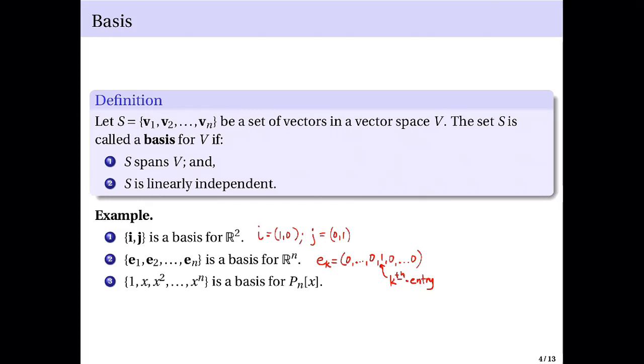Okay? So for example, show that this set here, (1, 0, 0), (1, 1, 0), (1, 1, 1), is a basis for R3. This is not standard. Let me write the standard basis for R3.